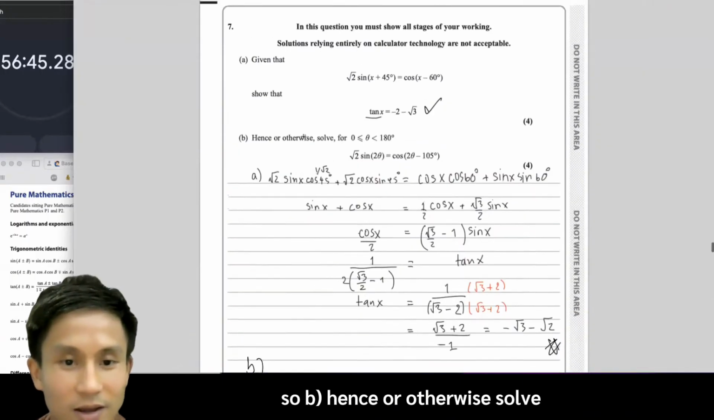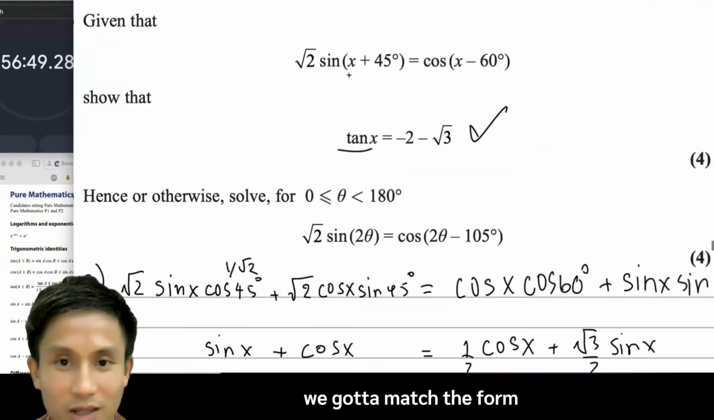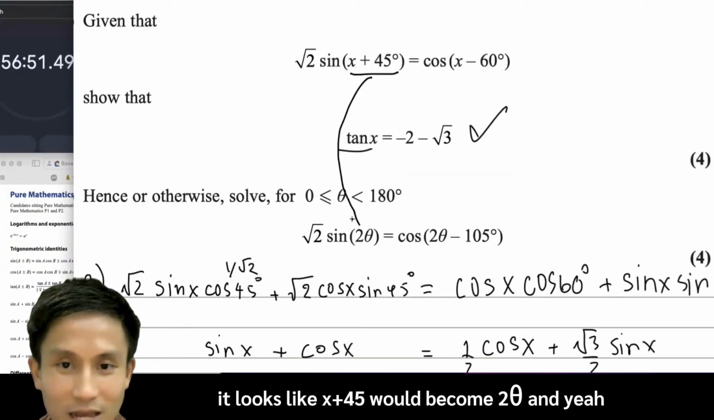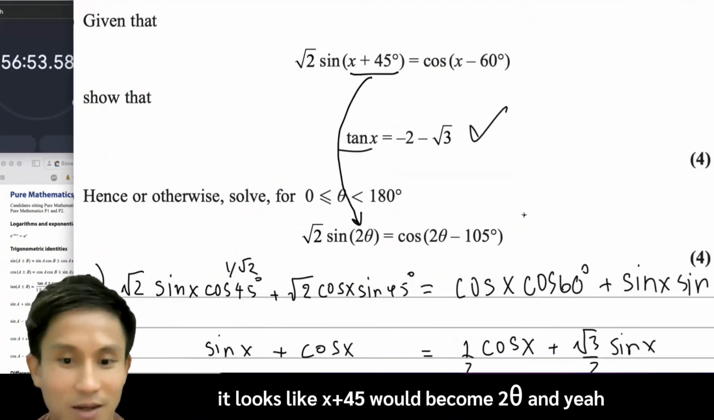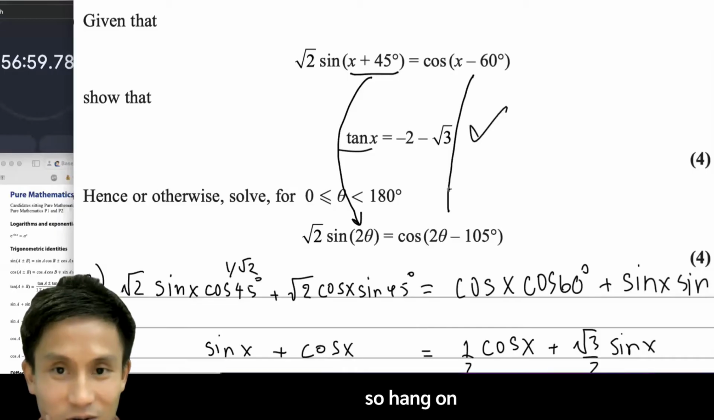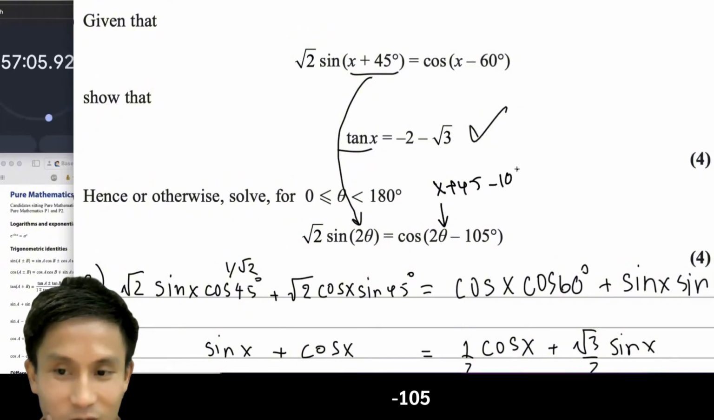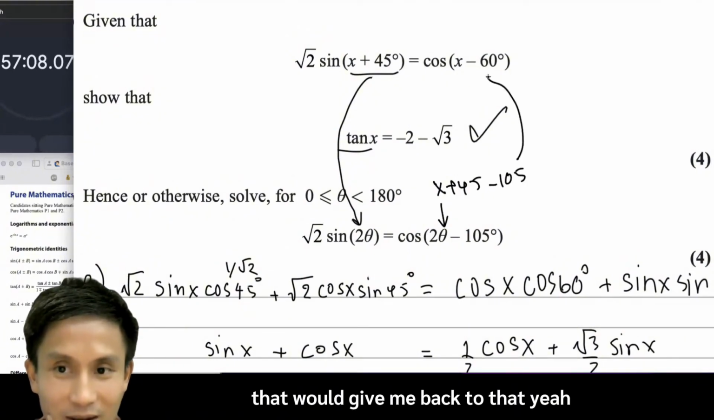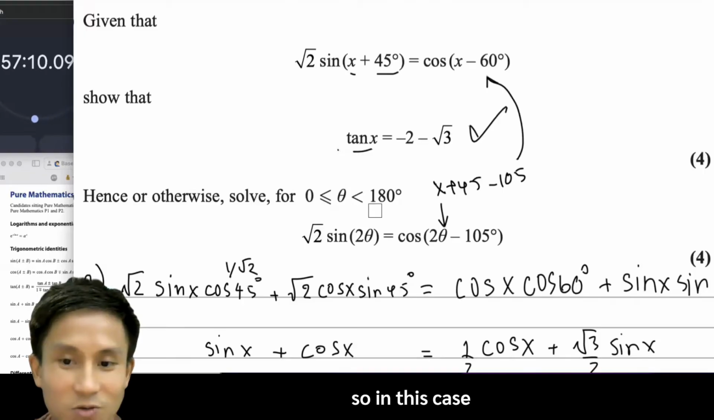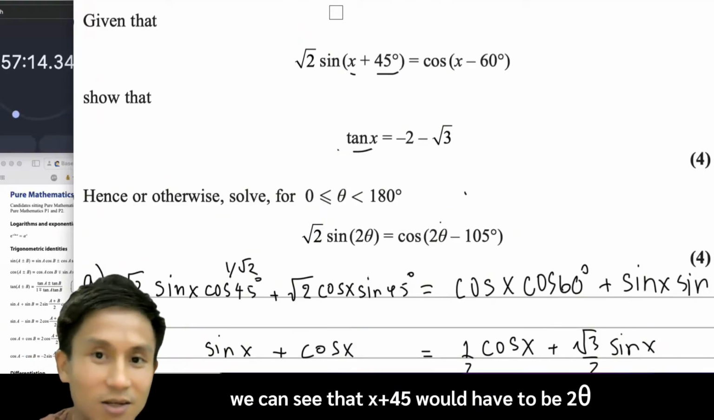So part B, hence or otherwise solve. Looking at the form here, we've got to match the form. It looks like x plus 45 would become 2 theta. So hang on. If I put x plus 45 here, minus 105, that would give me back to that. So in this case, we can see that x plus 45 would have to be 2 theta.